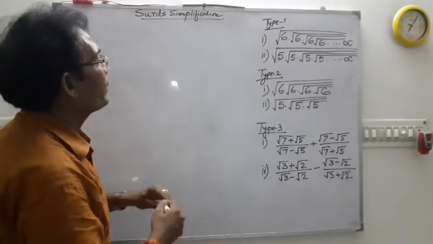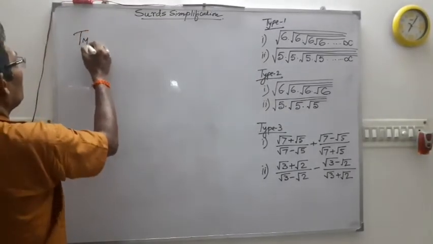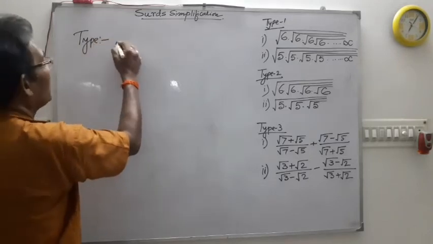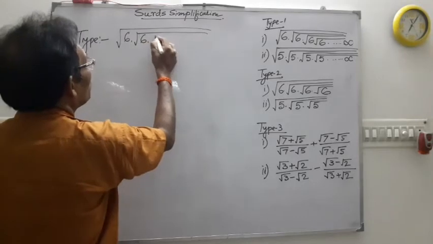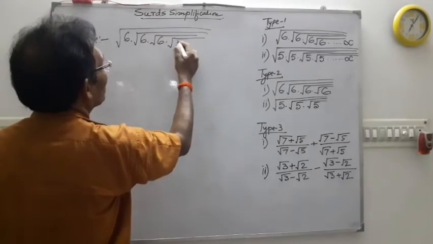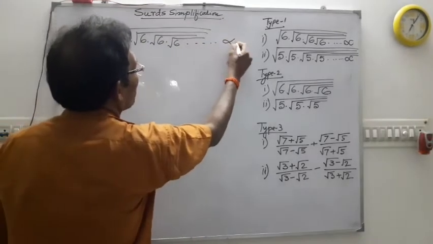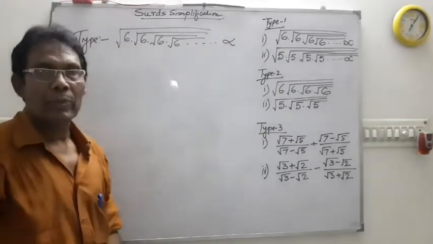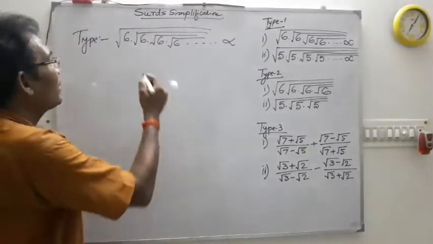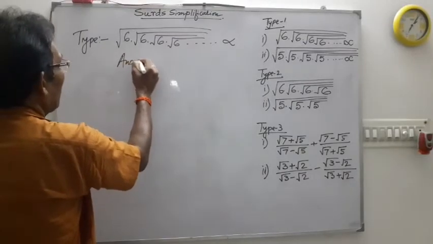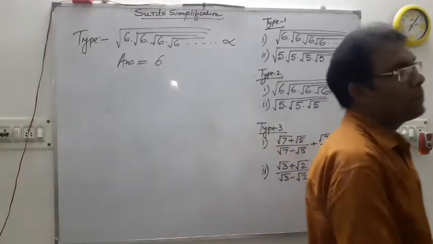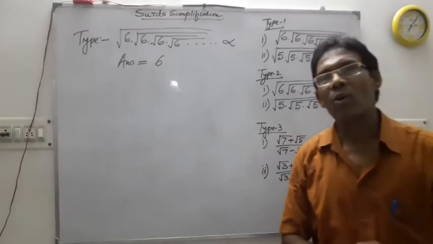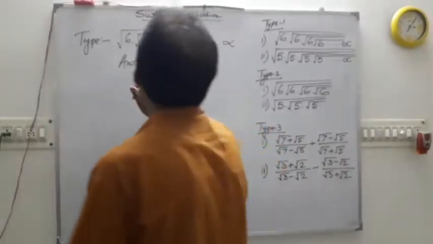First type, that is type 1: root 6, and root 6, and so on. This is continuation. In this case, with the tricky method, the simplification answer is only 6. How is the answer only 6?